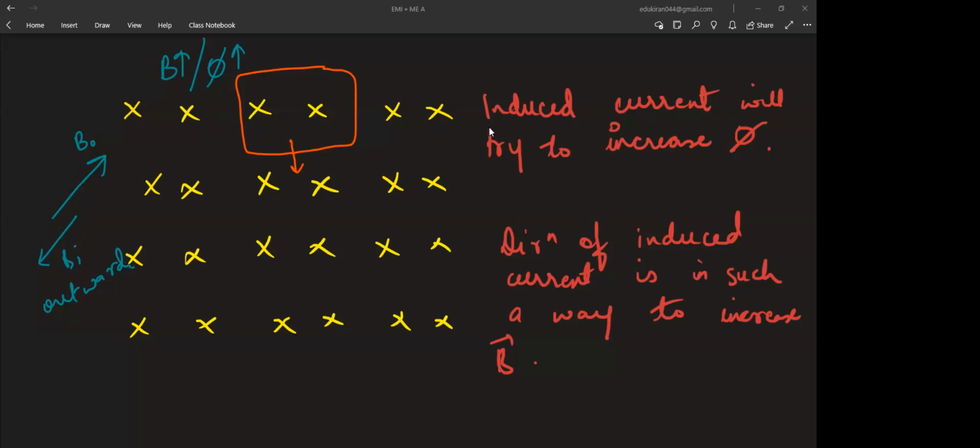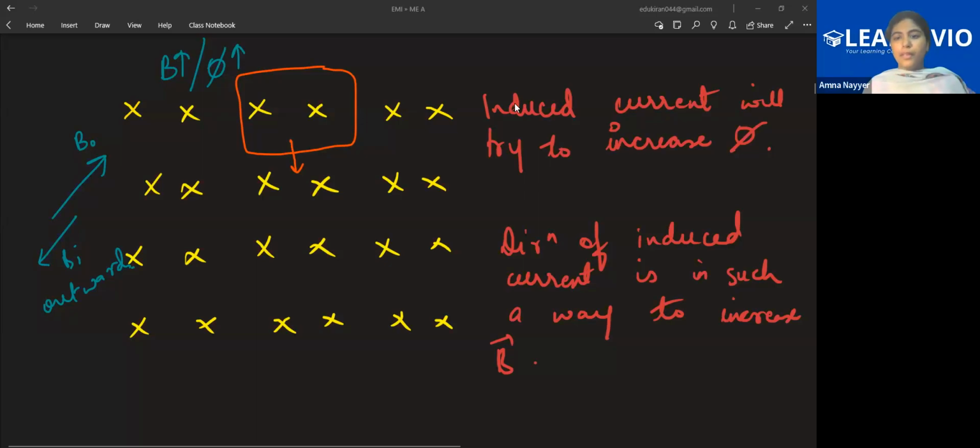You have to put your thumb perpendicularly wherever the field is produced. See, look in the camera. You have the coil. Magnetic field is now away from the screen. It is outwards. It is pointing towards me. Because if we take it inwards, it will further increase the magnetic field. So we have taken it towards ourselves.